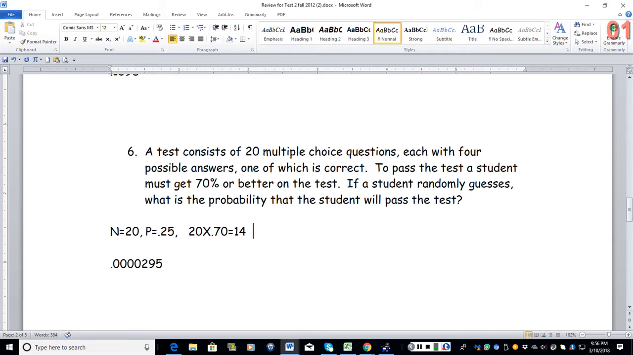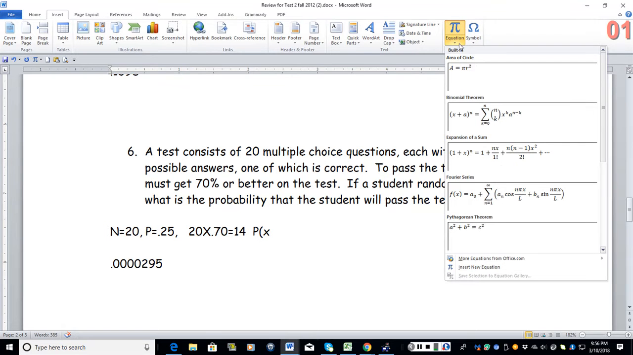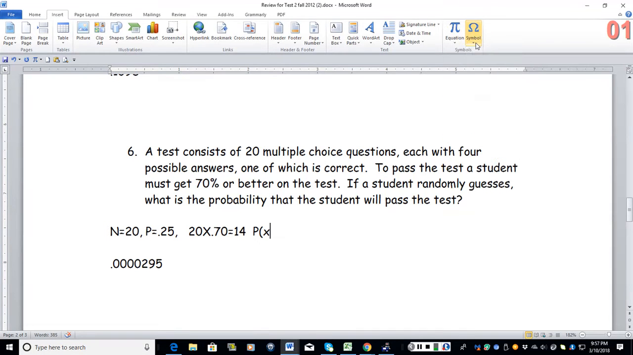So that means that your probability is going to be that x is going to be greater than or equal to, so we're going to go over here to the greater than or equal to sign. So it's going to be greater than or equal to 14. So that's going to be your problem.